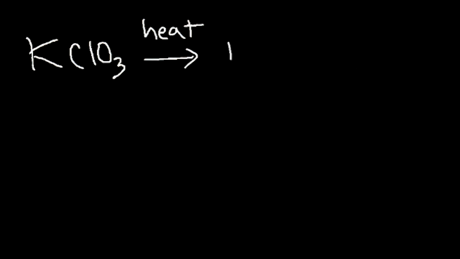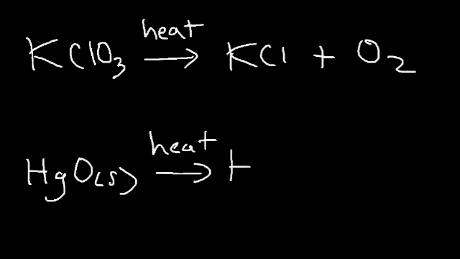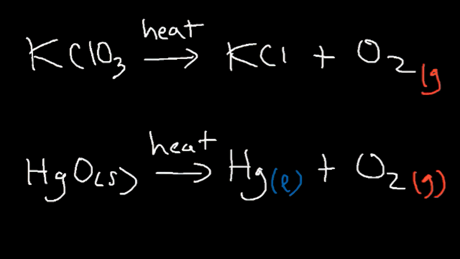Now there are some other common decomposition reactions that you should know. The decomposition of potassium perchlorate, if you add heat to it. This breaks down into potassium chloride and oxygen. Another one is mercury oxide, which is a solid. If you add heat, it's going to turn into mercury metal, which is a liquid, and you're going to get oxygen gas. So notice that heat favors the formation of a gas. If a gas can be formed, it's going to drive the reaction to the right, making it spontaneous.